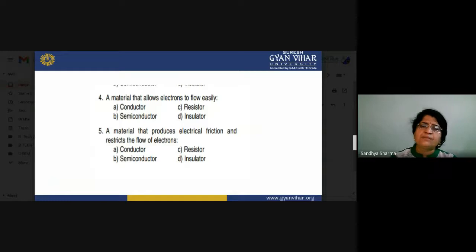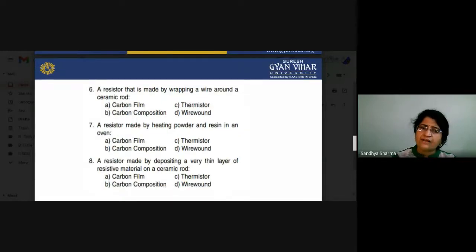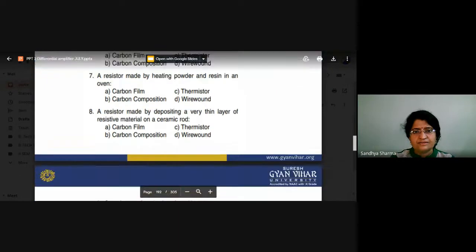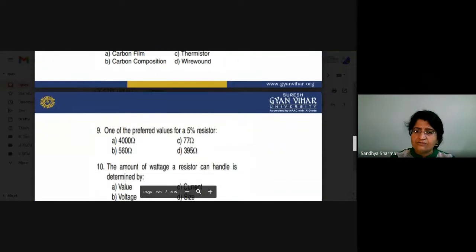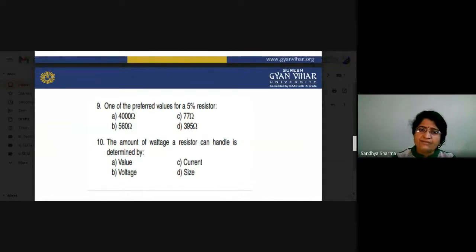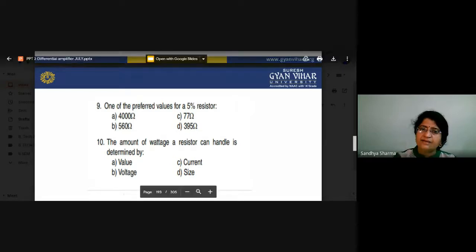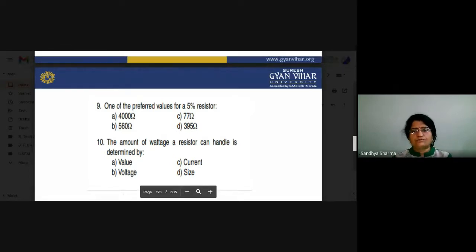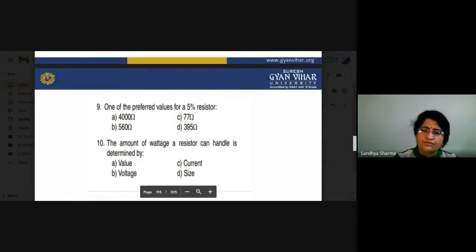A resistor is made by wrapping a wire wound, ceramic wound. So what type are these? These are the basic classifications. You have to know how we make a resistor. And a resistor made by heating powder and baking in an oven: what type of resistors are we making using this? So I think it should be clear. Tolerance preferred value for 5%. The amount of power a resistor can handle is determined by which quantity? So those are the basic objective questions on this.